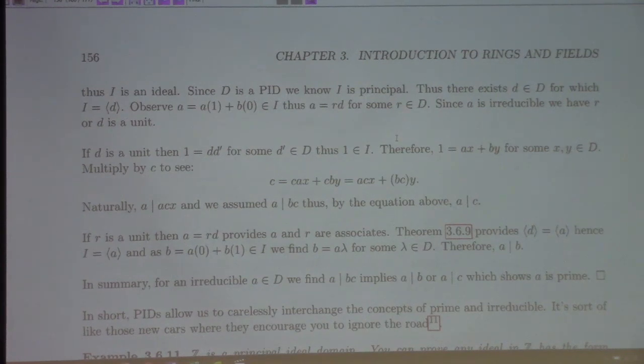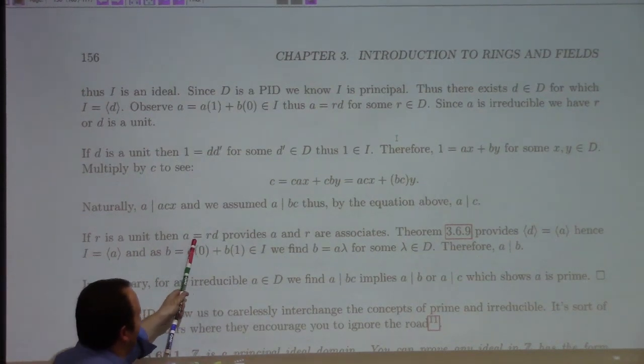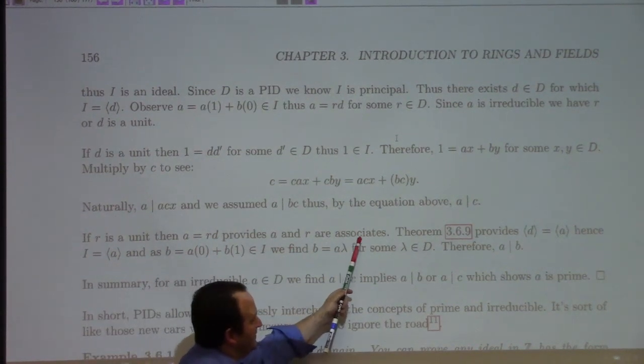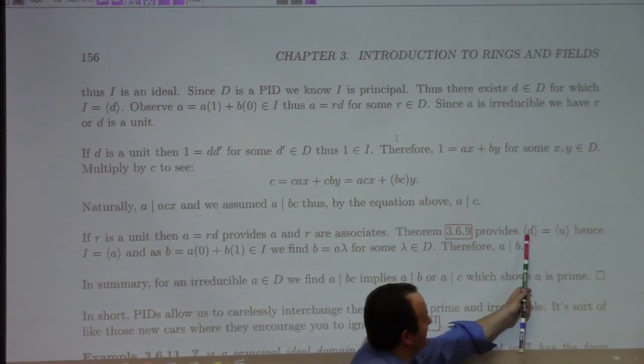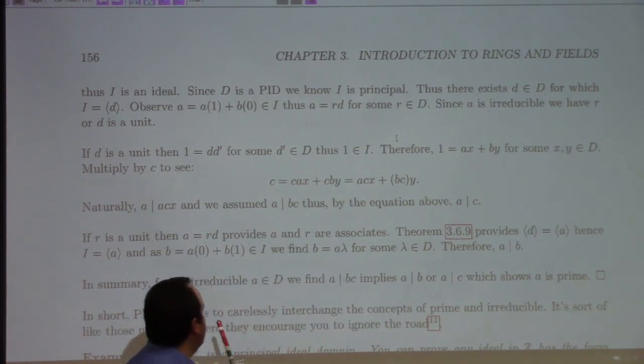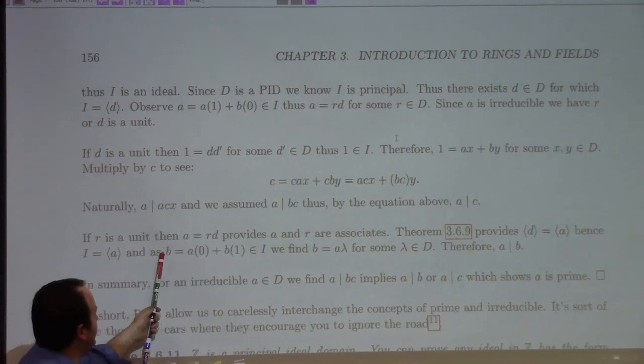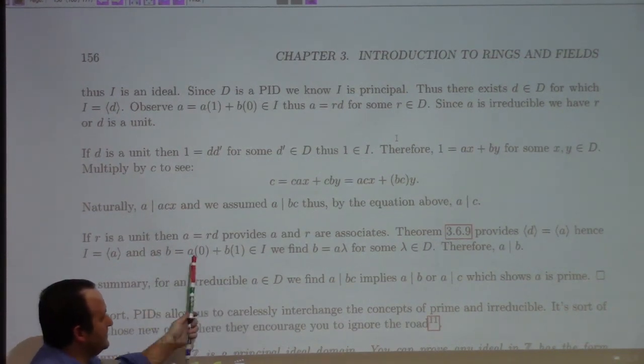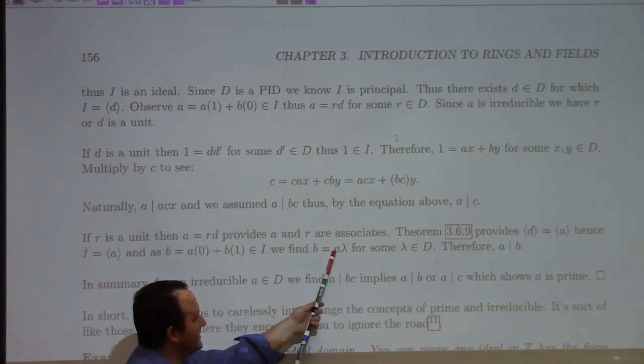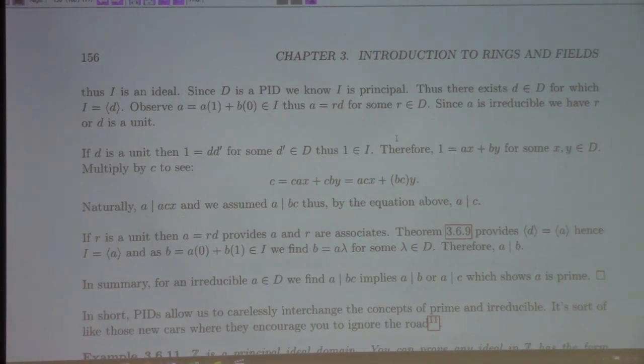Well, that's only if d is a unit. We didn't address the other case. Oh, no, you do underneath that. On the other hand, if r is a unit, then we get a is equal to rd, which proves that a and d are associates. And then we have that this ideal is that ideal, which is to say that b is in the ideal, and that means that b is a times lambda, which means that a divides b. So either a divides c or a divides b. Those different cases correspond to whether or not the generator of the ideal is a unit or not.